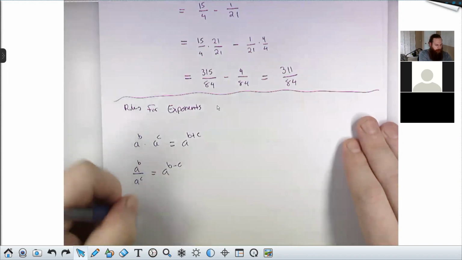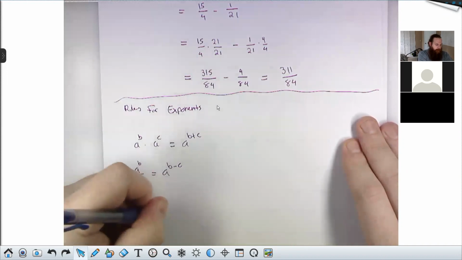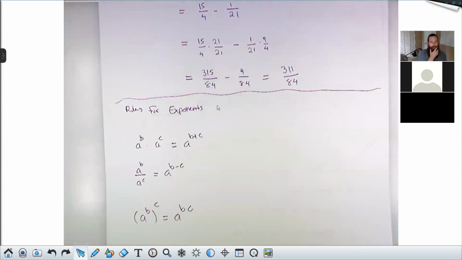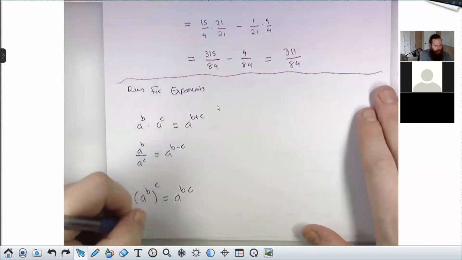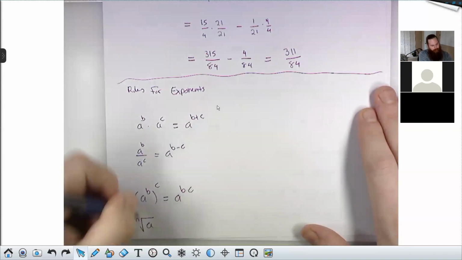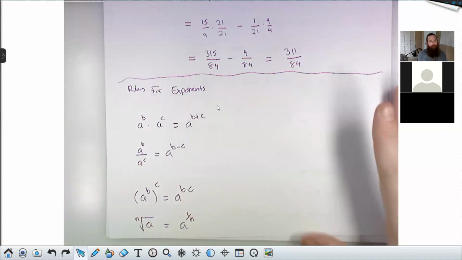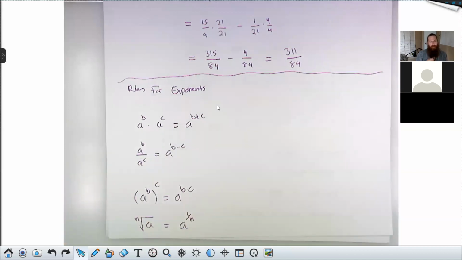And this last one is a little bit funny. If you take a number like a to the b and you raise that whole thing to the power c, that's the same as a to the b times c. And then maybe one last thought is that the nth root of a number is the same as that number raised to the 1 over nth power. So these basic rules for exponents will get you through the rest of those little review problems.